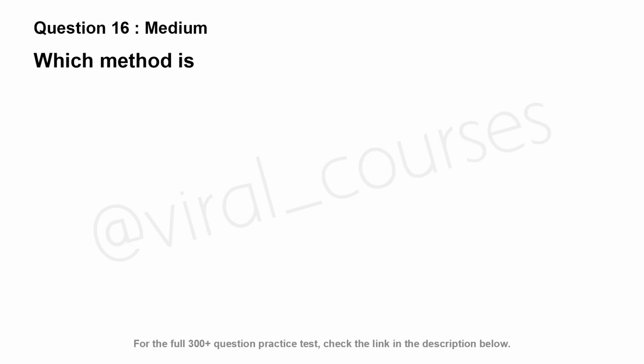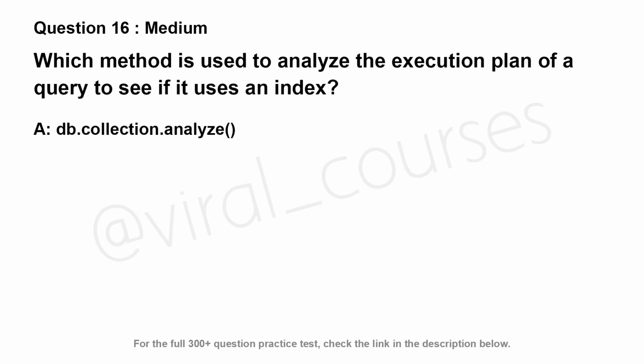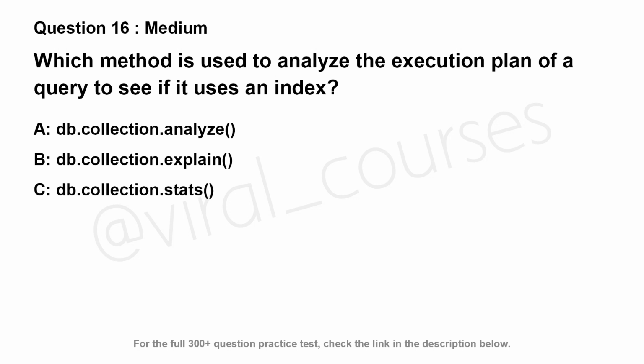Which method is used to analyze the execution plan of a query to see if it uses an index? Option A, db.collection.analyze. Option B, db.collection.explain. Option C, db.collection.stats. Option D, db.printQueryPlan.